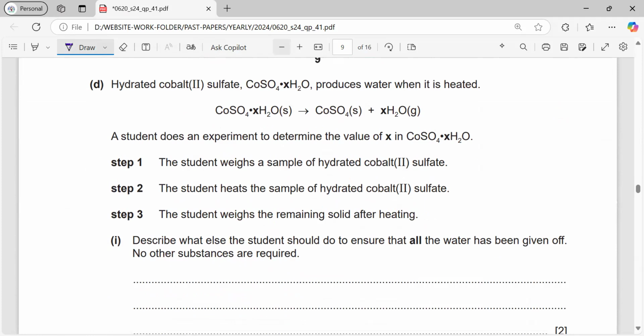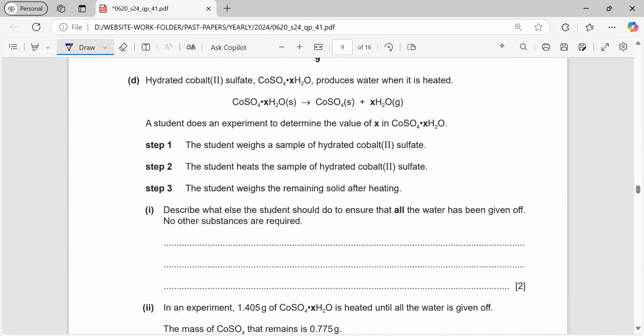Next question. Hydrated cobalt sulfate produces water when it is heated. A student does an experiment to determine the value of x in hydrated cobalt sulfate. So we need to find out the value of x in this crystal. A student weighs a sample of hydrated cobalt sulfate, heats the sample, and weighs the remaining solid after heating. That means the student weighs the anhydrous cobalt sulfate after the water has evaporated.